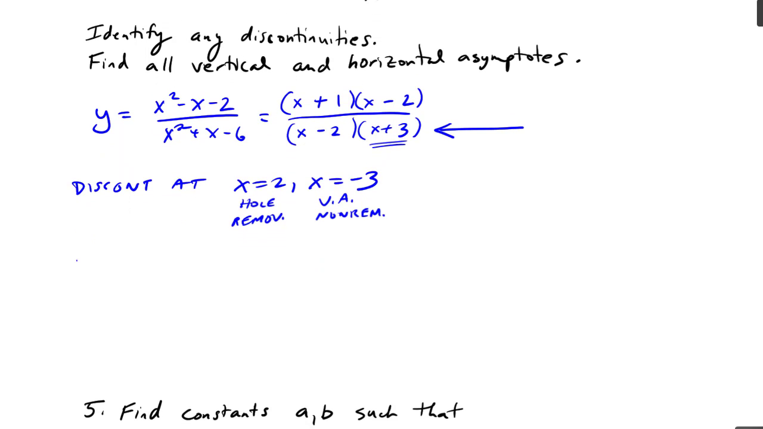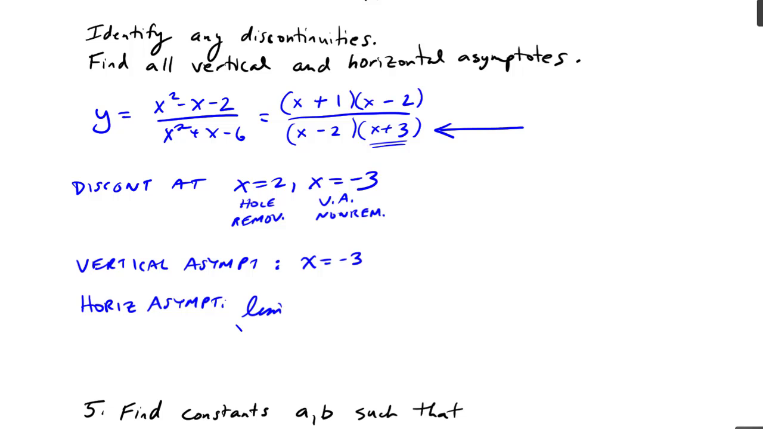Okay, so we've answered part of our questions here. Our last question, vertical asymptote is x equals minus 3. So now if we want to talk about a possible horizontal asymptote, that's where we have to look at the limit. So the limit as x approaches infinity, and the limit as x approaches negative infinity of this function. And I'll use the expanded form for this.